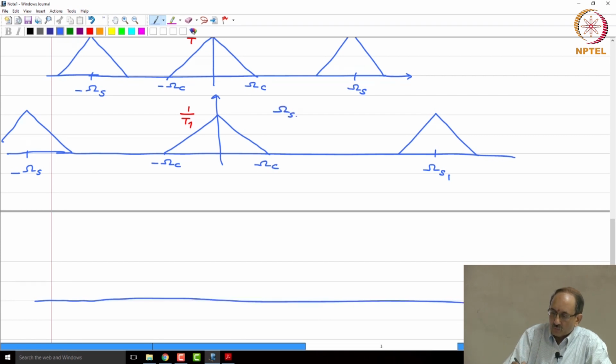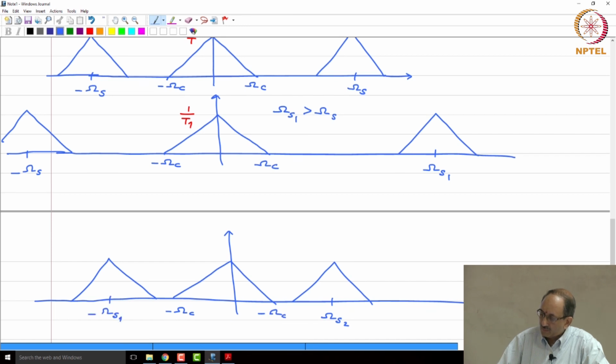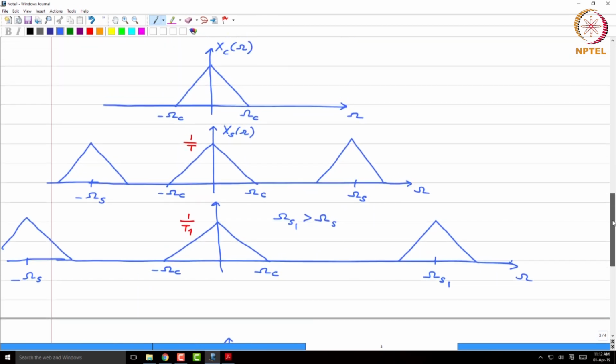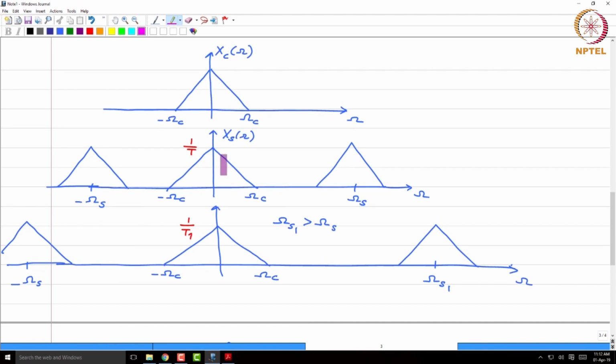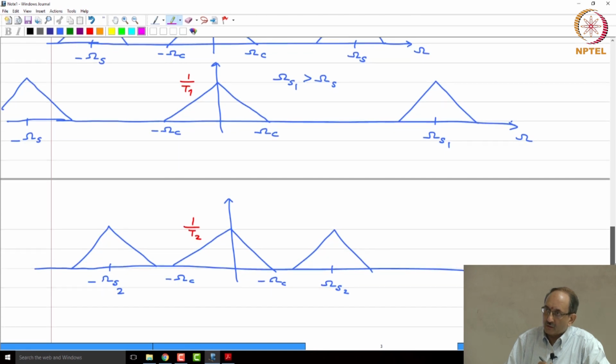And just to complete the picture, one more case. So, this is omega s1 greater than omega s, and immediately you can also guess that if you now have a sampling frequency that is smaller, say omega s2, then the repetitions will occur sooner, and this will be scaled by 1 over T2. So, all these axes are omega, which is in radians per second. So, you have this signal, its sampled version, periodic repetition, amplitude scale factor, and the two plots below show the behavior for two different sampling frequencies, one larger than the first, the other smaller.